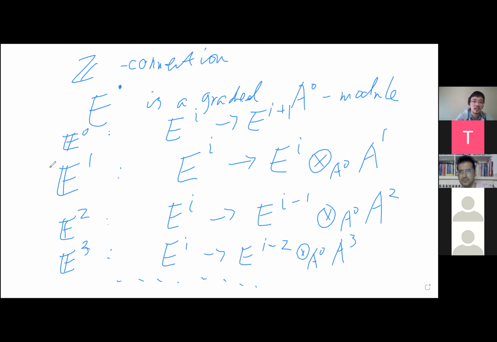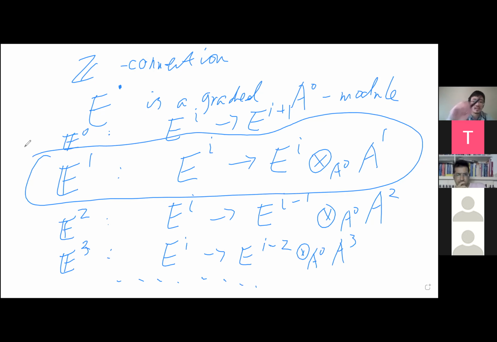Okay, so the E1 term is the ordinary connection, and all other terms are actually A0 linear. So that is the definition of a Z connection. And we have a picture illustration of it. First, are there any questions so far about this part? Any comments?